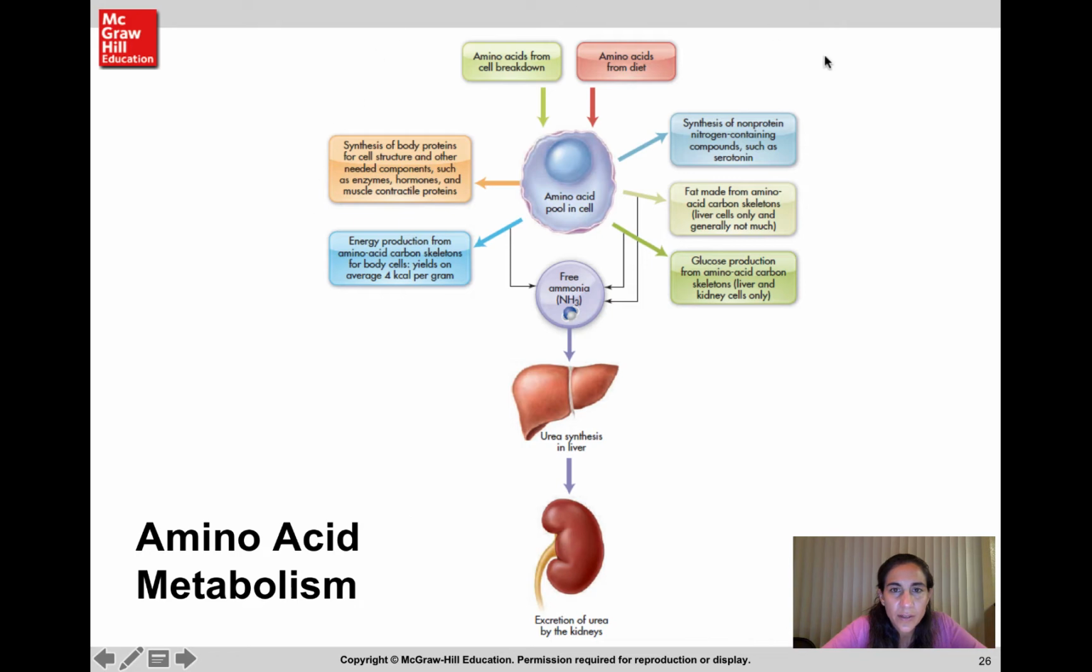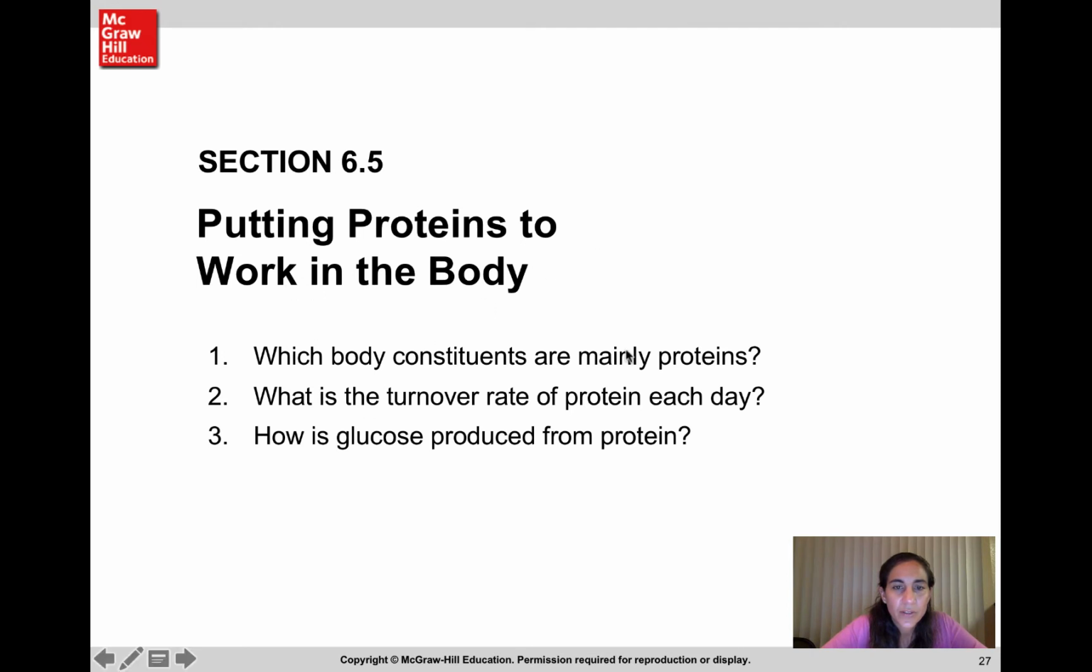So this is a basic summary of the amino acid metabolism. So you can review these questions to test your understanding of the material on section 6.5.